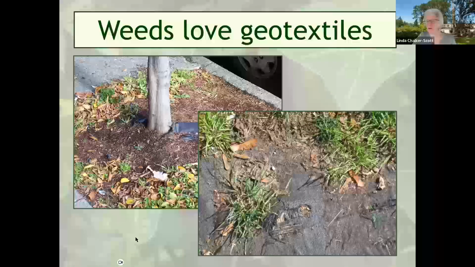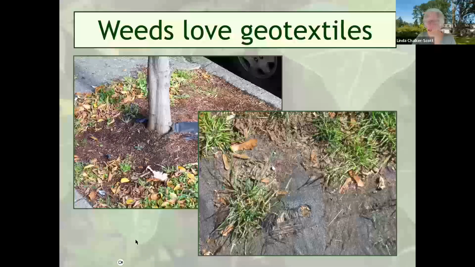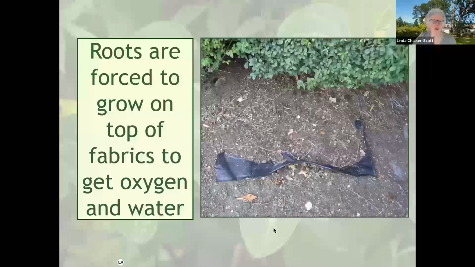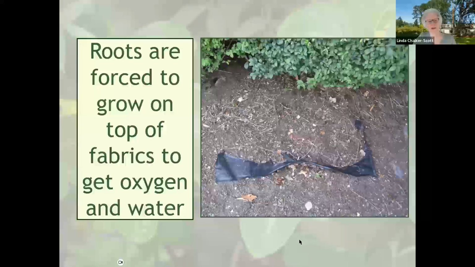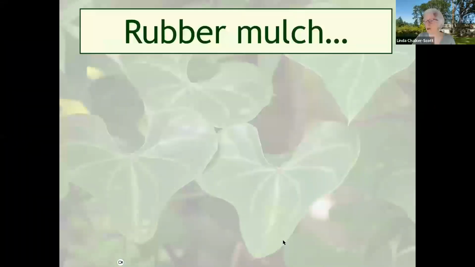and the roots of the trees below are getting nothing. They're not getting water, they're not getting oxygen, the weeds get them all. So the roots eventually will come to grow on top of the fabric or the plastic to get oxygen and water, making it really difficult to remove this stuff.